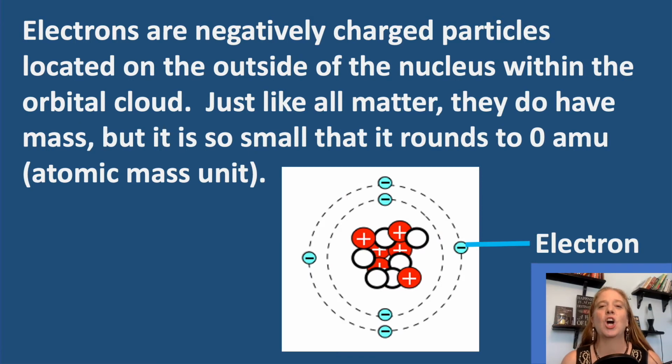Finally, electrons are negatively charged particles. Now, these are located on the outside of the nucleus within that orbital cloud. And just like all matter, they do have mass, but it is so small that it rounds to 0, which means we don't count it when we count the atomic mass of an atom.